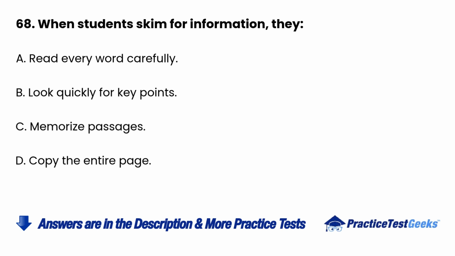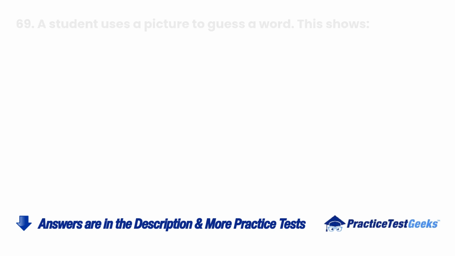68. When students skim for information, they A. Read every word carefully. B. Look quickly for key points. C. Memorize passages. D. Copy the entire page.